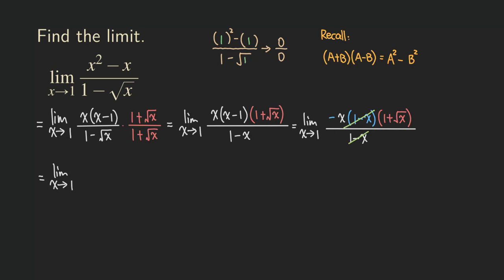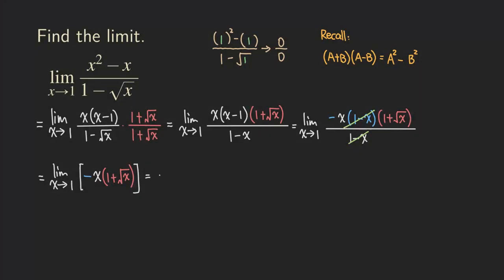So if we cancel them, what do we have here? The blue negative sign, and then there was the x in there. And then there is also the red expression, which is the 1 plus the square root of x. And then that's all we have left. And what we can do right now is to just plug in the 1. We can do a direct substitution.